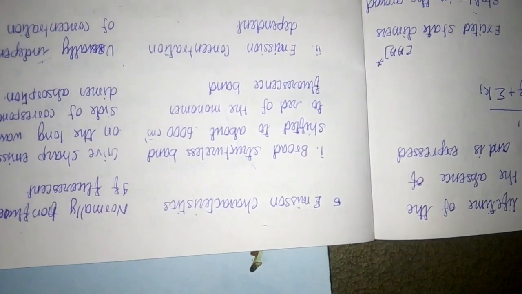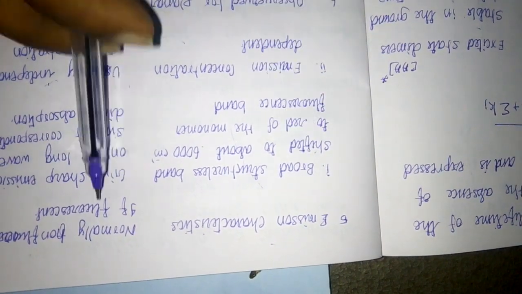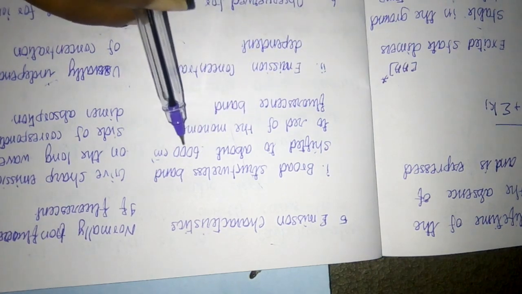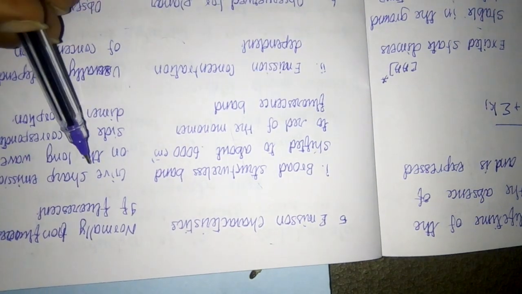The next main thing is the emission characteristics. Normally the exciplex will not fluoresce, but the excimer will fluoresce because it is already in the excited state. The excimer gives a broad structureless band shifted by about 6000 per centimeter to the red of the monomer fluorescence. Monomer means the A molecule. But the exciplex normally will not fluoresce.